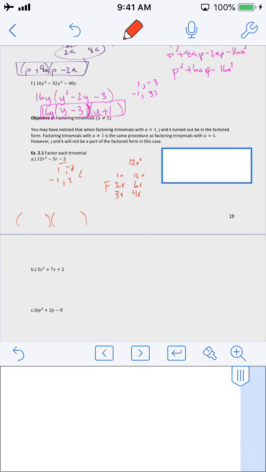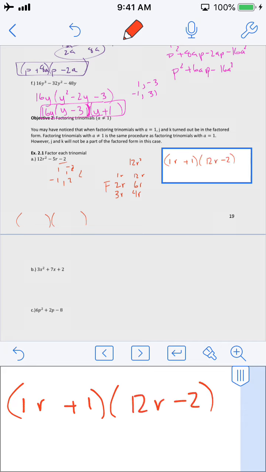If I had just a test one, 1r plus 1 and 12r minus 2. So I'm going with the first combinations for both, my firsts and my lasts. Sorry that I wrote them backwards. Does it work? How could I check it? I could multiply it. Now I know the first are going to work.